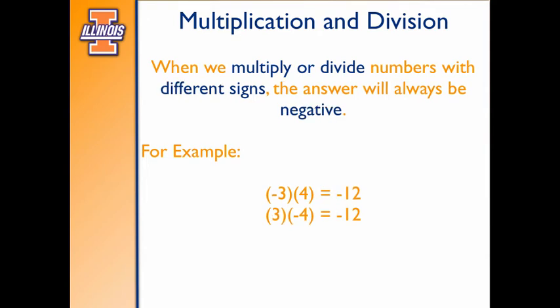If we have two numbers with different signs, the answer will always be negative. So negative 3 times positive 4 is negative 12. Or if we change the negative, we get 3 times negative 4. That's still negative 12.